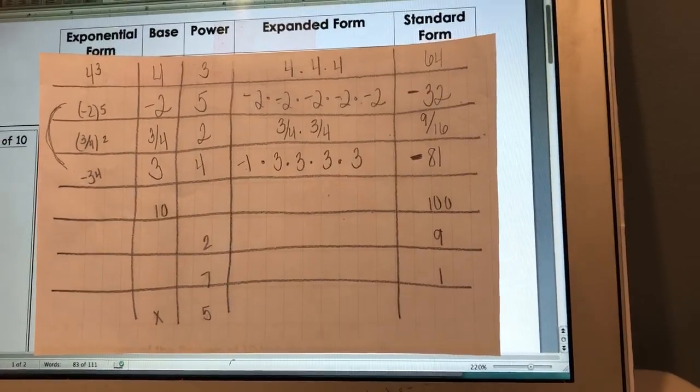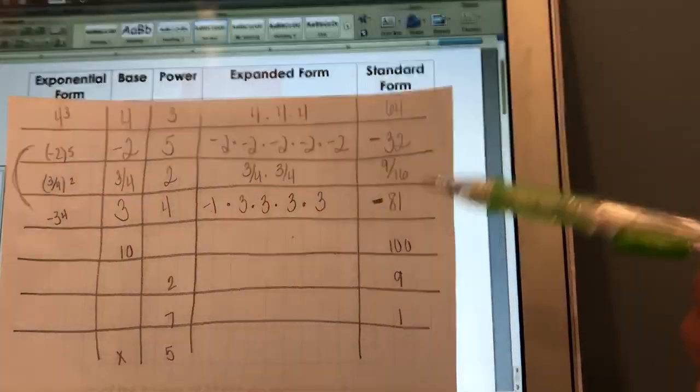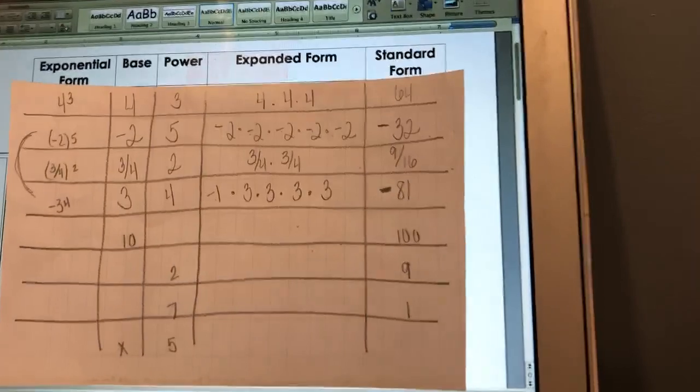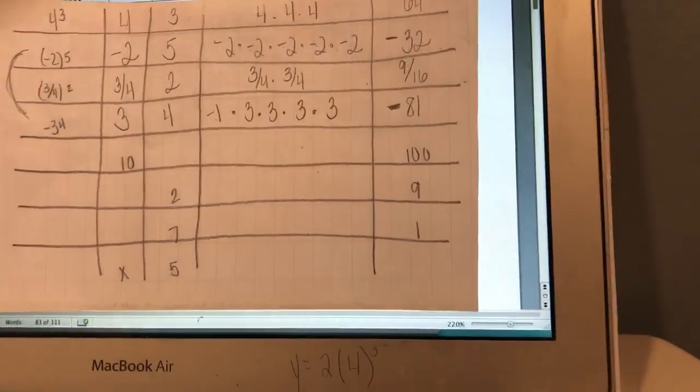So those top 4 rows kind of show you how you can break it down going from exponential form. The bottom 3 are asking you to kind of work backwards to get back to exponential form and use what's given to you to figure out the rest.